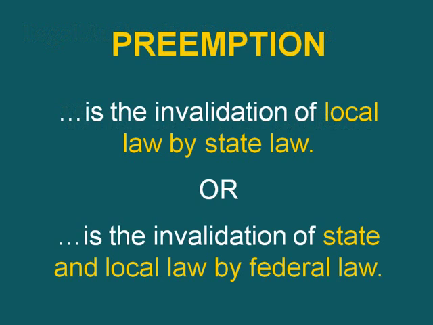Preemption stems from the Supremacy Clause of the United States Constitution, which basically says that federal law is the supreme law of the land. And using that as a guide, a higher level of government can essentially prohibit a lower level of government from enacting a law on the same topic that the higher level has acted on. Now that's a mouthful, but let me give you some examples of what we mean by preemption.